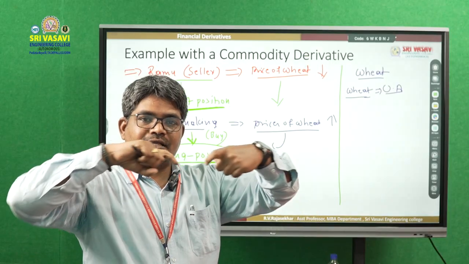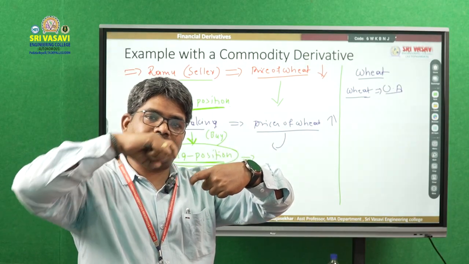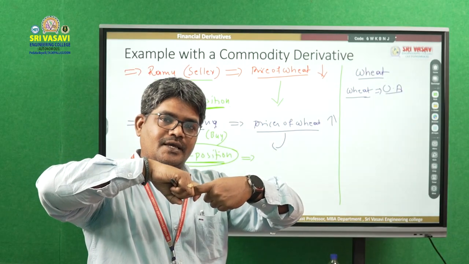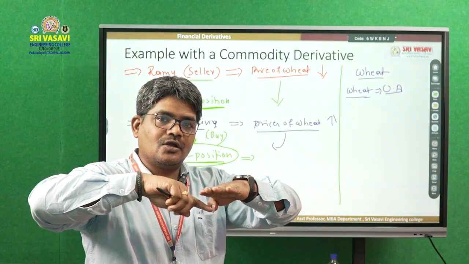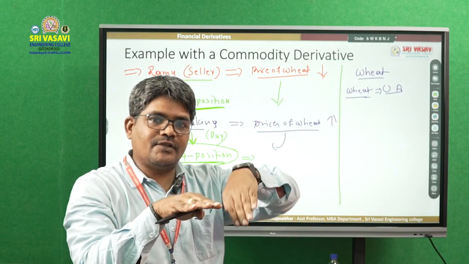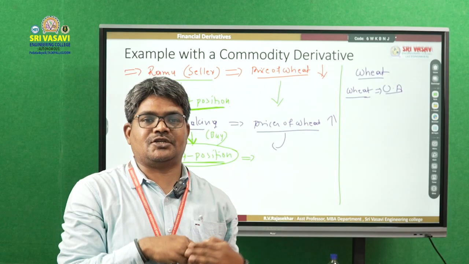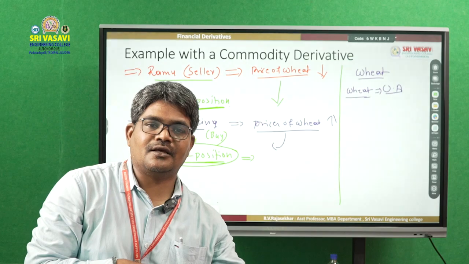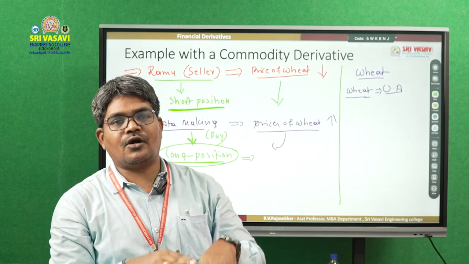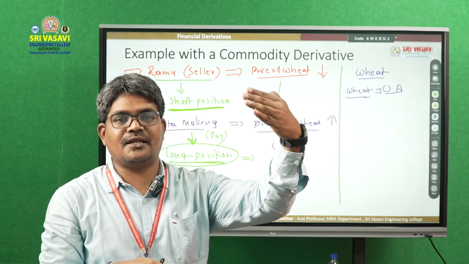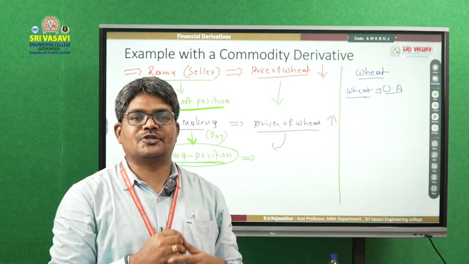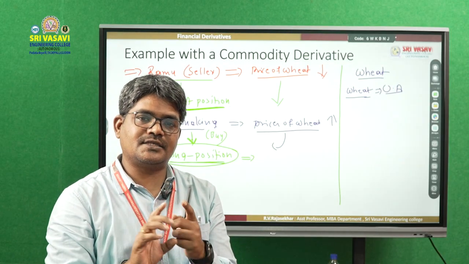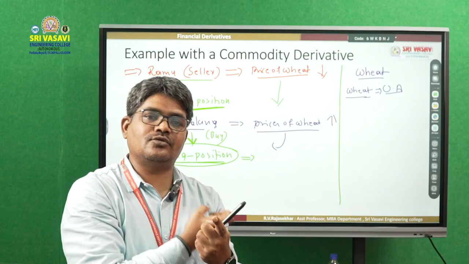Then what is going to happen? There is a link between your contract and the wheat price. Once there is a link between your contract and wheat price, then what will happen? Now you will get benefited if the price is moving in the favorable direction. For a short position, if the price is reducing, then you will get benefited. For long, if the price is increasing, then the long position holder can get the benefit.